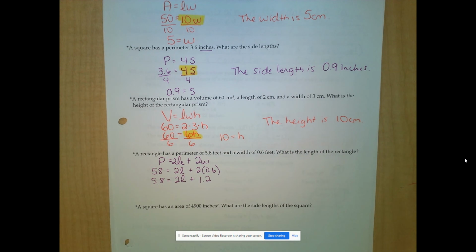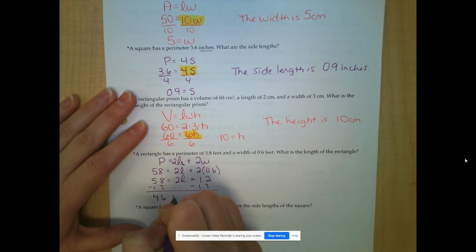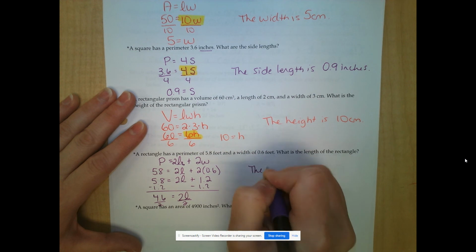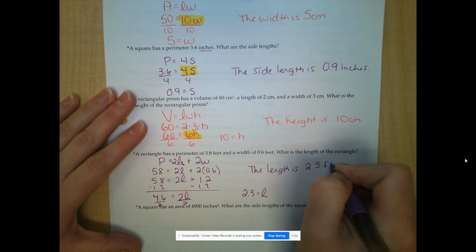And now I have your standard two-step equation. Subtract 1.2 on both sides. And this is going to be 4.6 equals 2L. Divide both sides by 2. And I get 2.3 equals L. The length is 2.3 feet.